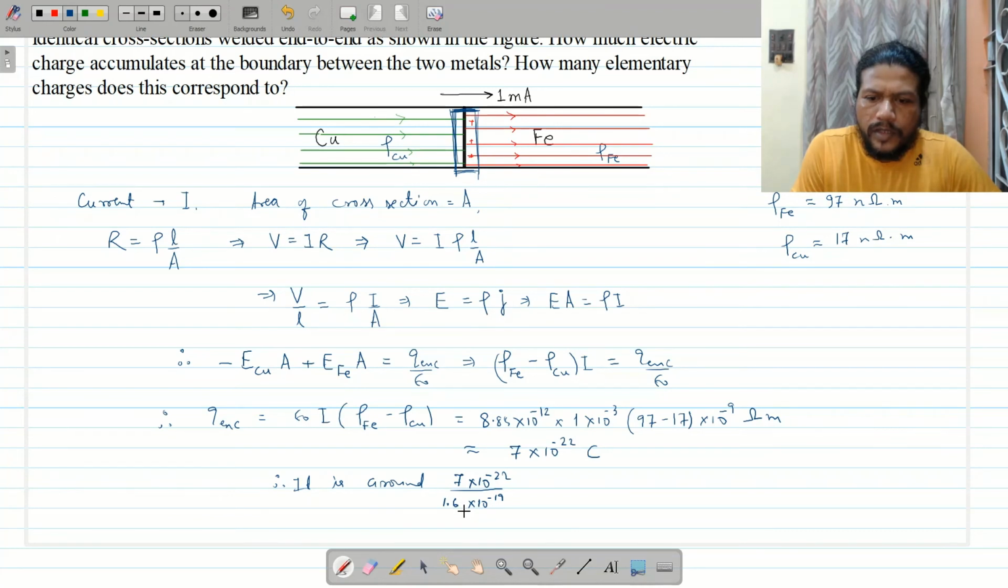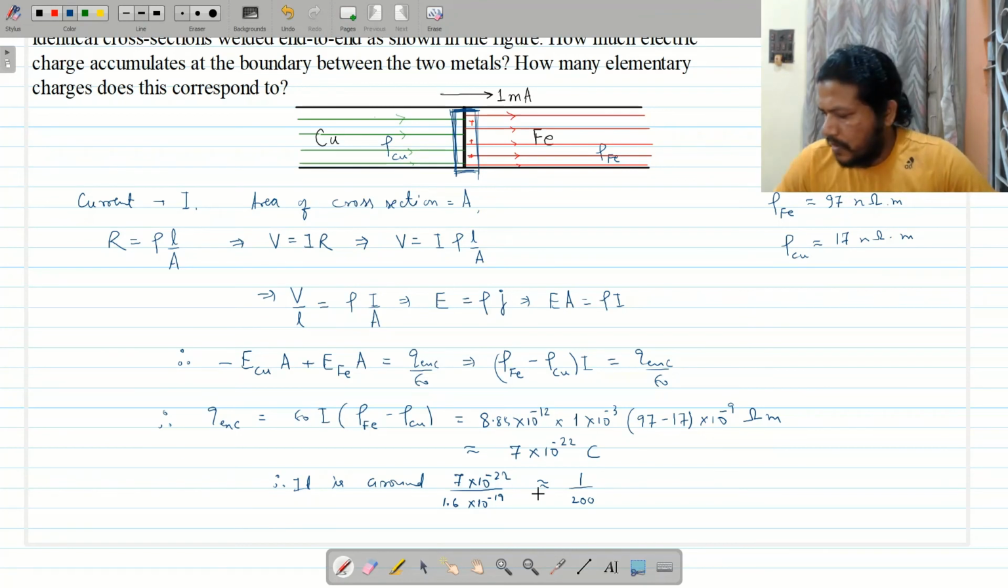So if I take it as approximately 1.4 and then multiply, I need to divide by 10 to the power minus 21, so it's giving us approximately 1 by 200. I believe that is so. Very roughly, if I calculate, it's 7 times 10 to the power minus 22 divided by 1.6 times 10 to the power minus 19, which is around 7 by 1600, so very roughly 1 by 200.